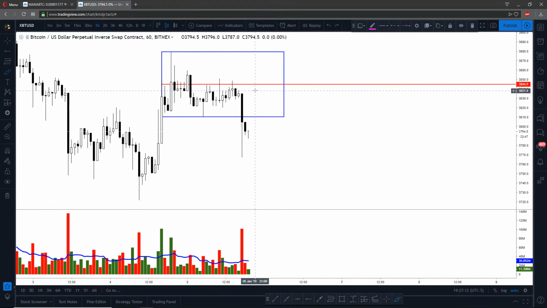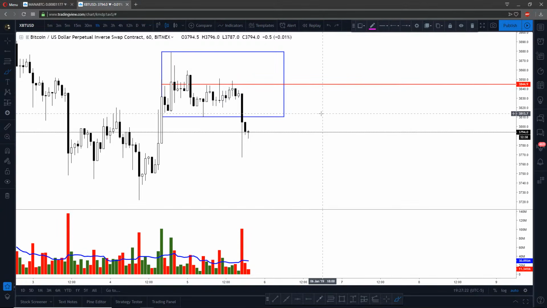Does that make sense? That's another thing you can add to your accumulation distribution. You can use the equilibrium as well.